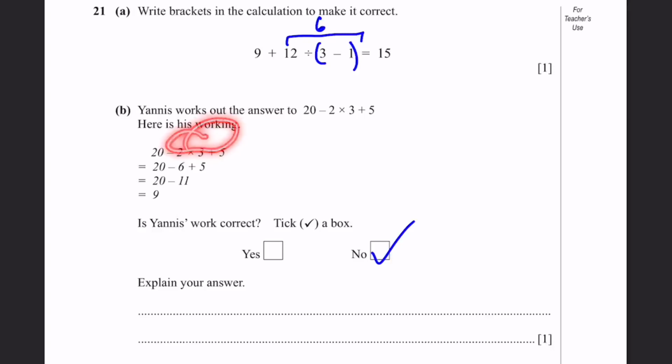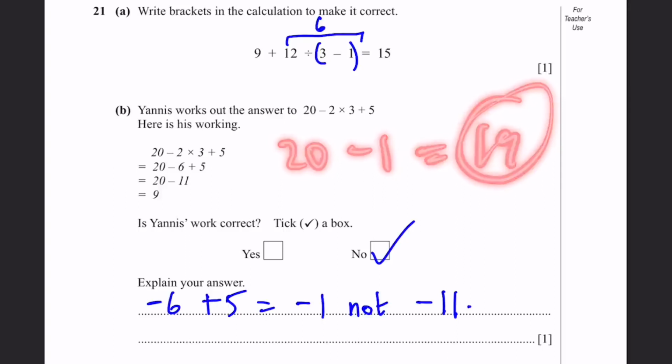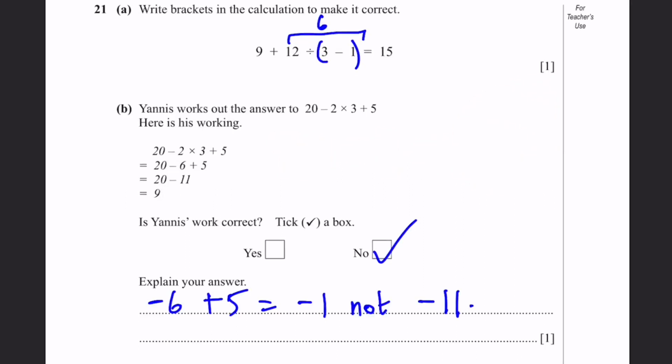Well, it may seem like he's done BODMAS, done multiplication. Then he's done this, because 6 plus 5 is 11. 20 minus 11, 9. That's wrong. Negative 6 plus 5 is equal to 5 minus 6, which is negative 1, not negative 11. So if you do this, you have to include this negative sign as well. So when you add 5, it will become negative 1. So 20 minus 1 is equal to 19, and that's the actual answer. So the actual answer is 19, not 9.